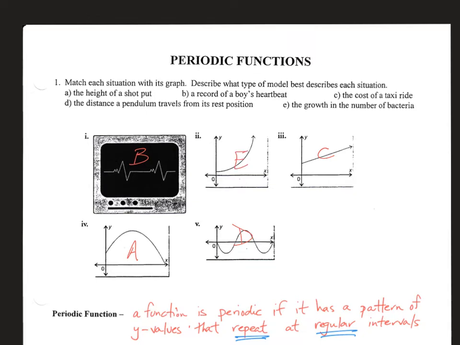So hopefully in just a quick minute or so, we were able to go through and match up all those graphs. What we want to focus in on today is not graphs like B, E, C, or A, but we're going to put our focus on D. So let's talk about what it means to be a periodic function.